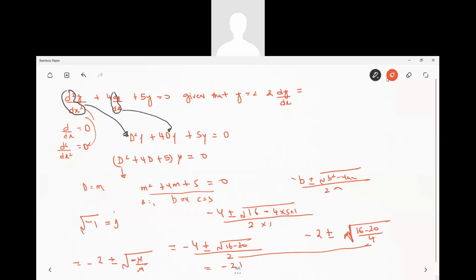This is minus 2 plus minus j, or you can write i. In mathematics, we write it as i. In electrical circuits, I will term this as j, okay? It is one and the same thing. So write plus minus i. Now, what are the roots you got? You got minus 2 plus minus i, right?